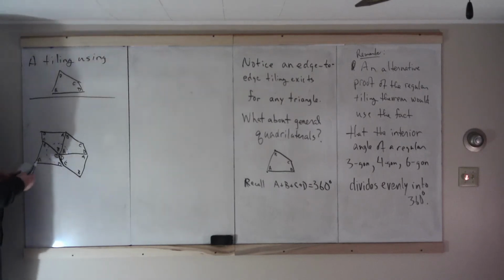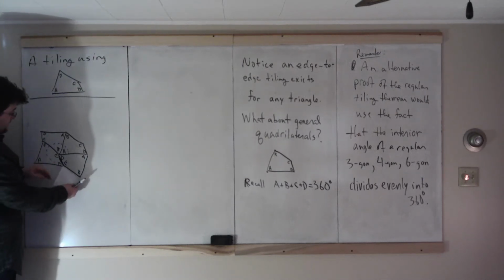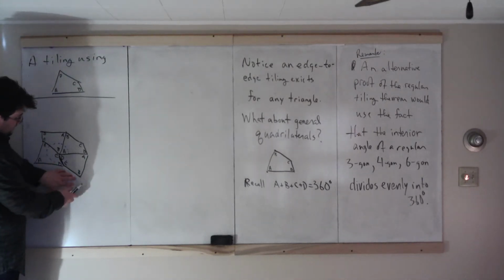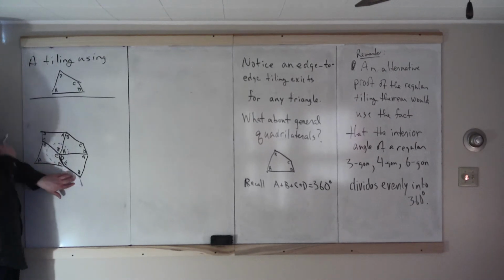You can keep continuing this. I'll draw a couple more. So if we work down here, we have C and D. We need A and B. So here's side BC. I'm going to flip side B to C. My quadrilateral now has angle B up here, angle C down here.